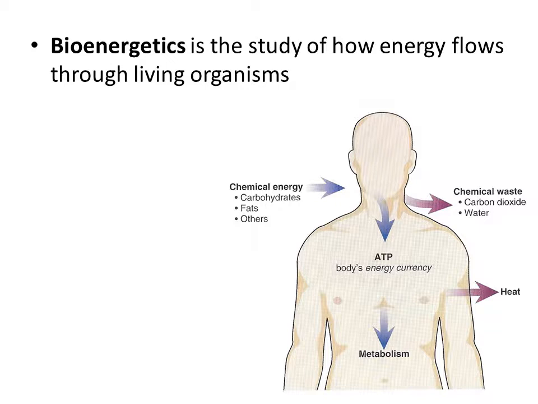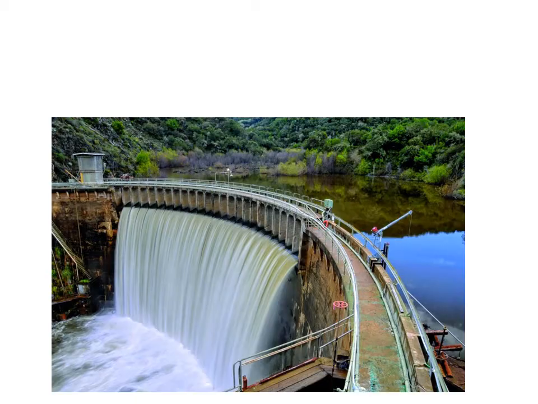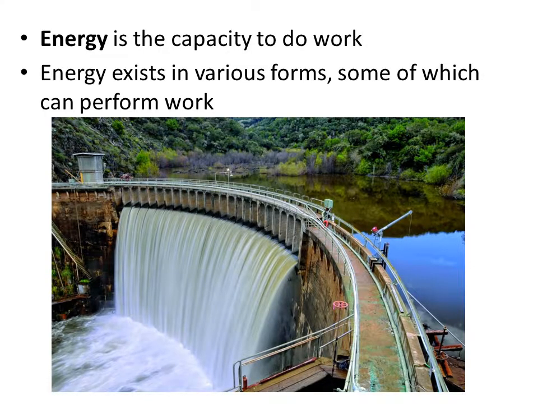To understand different forms of energy, we're going to look at how it flows through a living system. This is called bioenergetics. Energy is the capacity to do work. Energy exists in various forms, some of which can perform work.